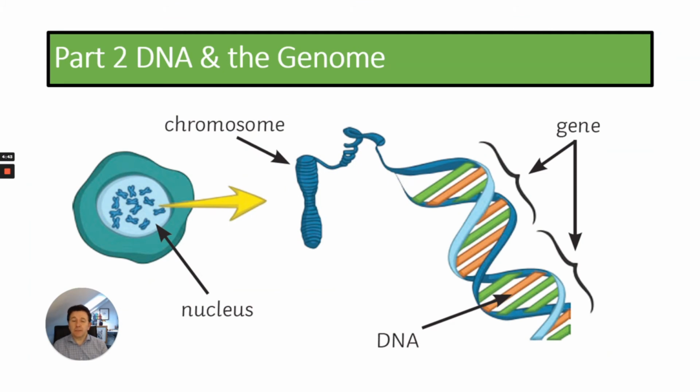So firstly, if we look within a cell and the nucleus, we can see that there are chromosomes, and chromosomes are wound up pieces of DNA, and a section of DNA codes for a gene.